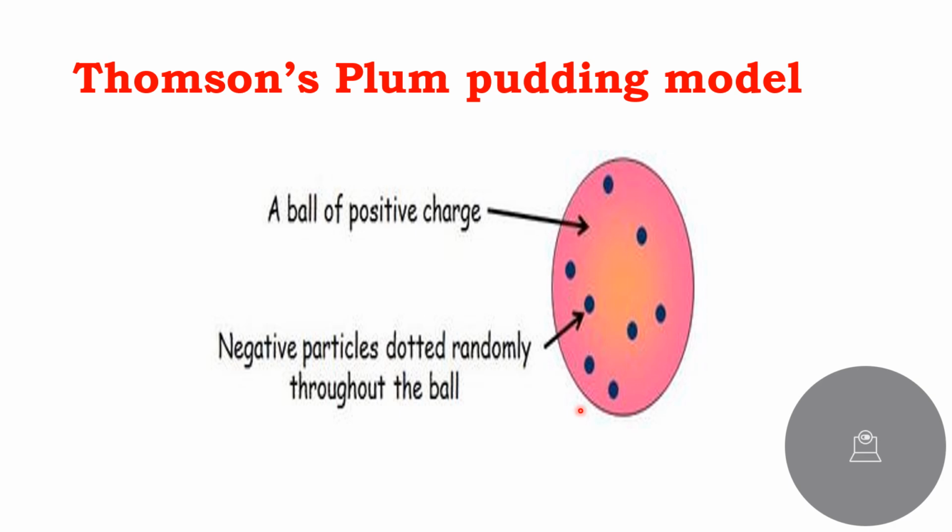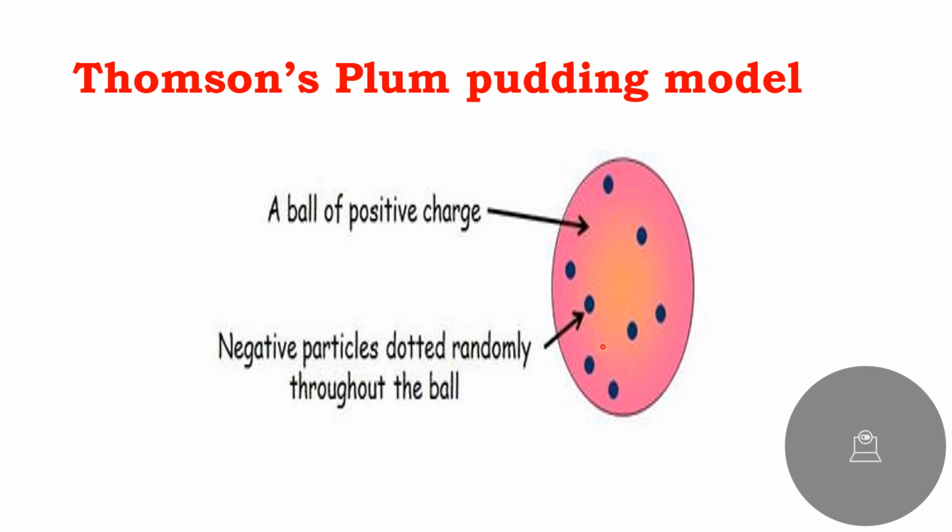These dotted parts are embedded in a positively charged sphere. You can see there is a sphere. In that sphere, the negatively charged particles are embedded. An atom is considered to be electrically neutral, because the total negative charge is balanced with the total positive charge. The total number of positive and negative charges are equal, so an atom is electrically neutral.